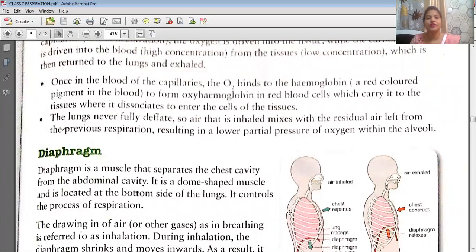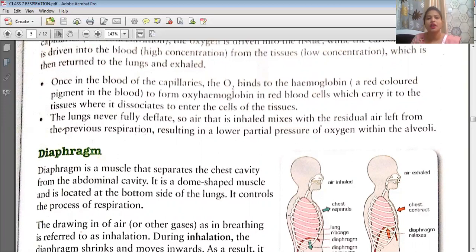Now what happens when we are inhaling 3? When we inhale, we take in oxygen and give out carbon dioxide. When we are exhaling 3, our lungs are not at all empty. The air that was present from inhalation 2 will be mixed with inhalation 3. So our lungs never become completely empty.